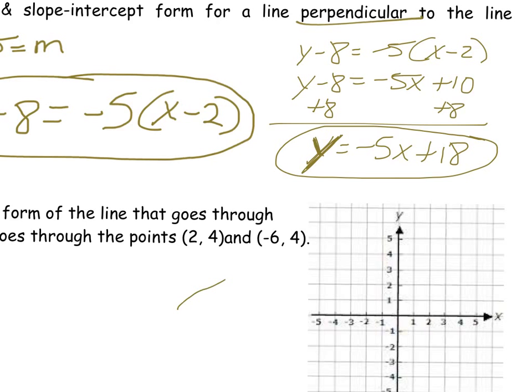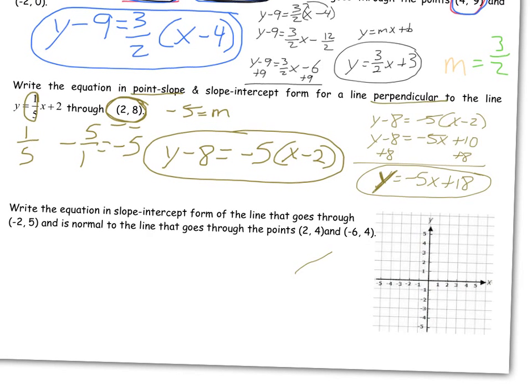So there we have it. We have the equation in point slope form right here, and slope-intercept form right here, from a line that's perpendicular to this line, which we got our slope from here, and it goes through this point.